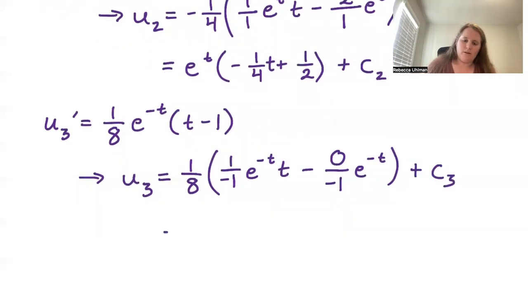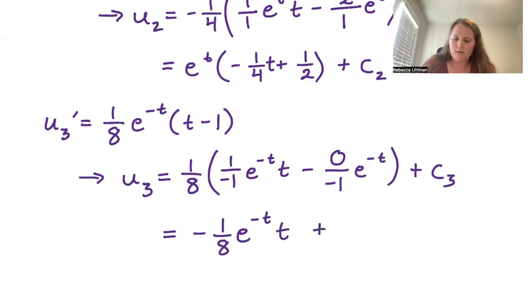So we wind up getting our u3. Actually, we don't even need to write it in that format. We just get -1/8 e to the -t times t, since the rest is 0, and then plus c3.